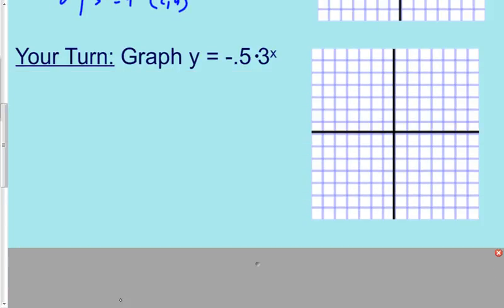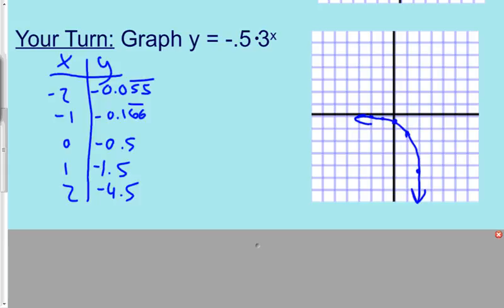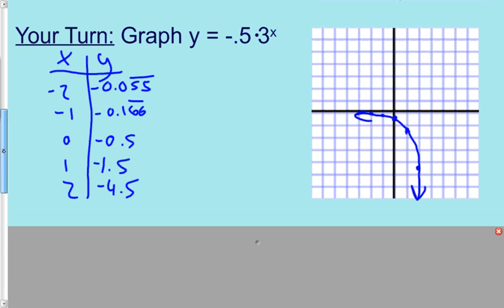Your turn. Why don't you try this one? It's -0.5 or -1/2 times 3 to the x power. So make a table, graph it, and see what you get. Why don't you pause it right now and make sure you do that on your own, and then I'll show you the answer in a second. All right, so there's the t-chart, and there's the graph for this exponential function. It is an exponential decay. It's going downward instead of upward.